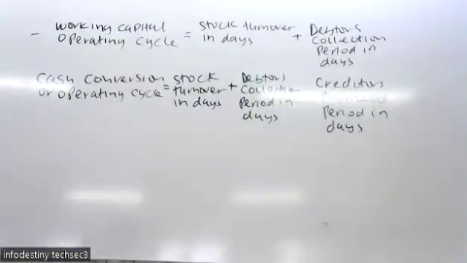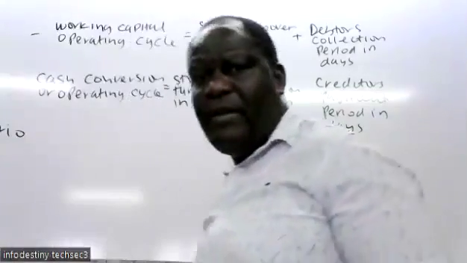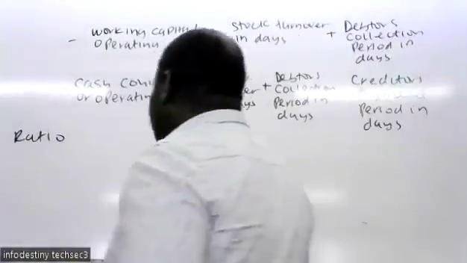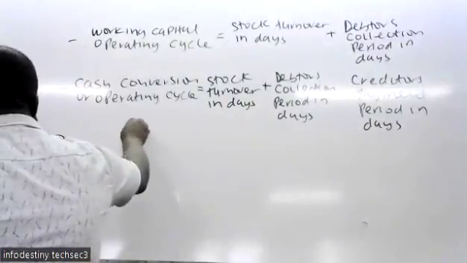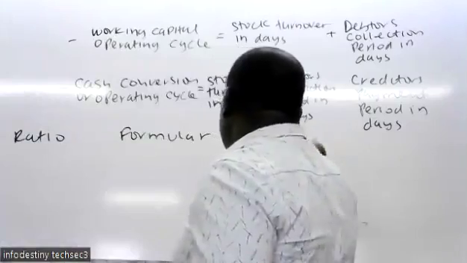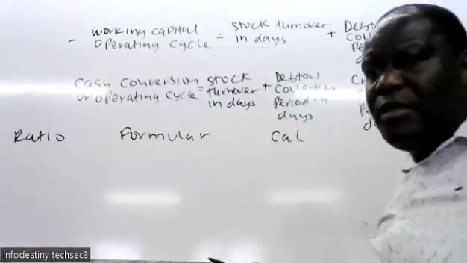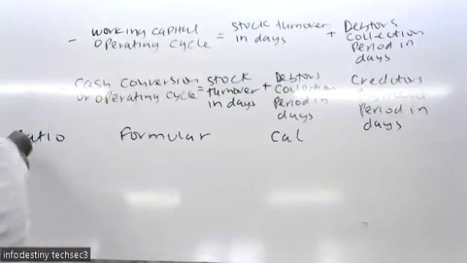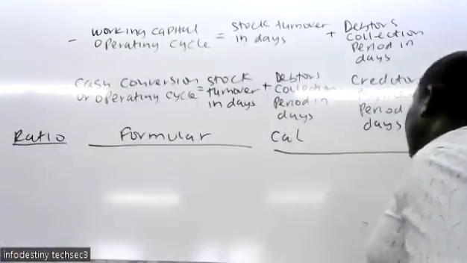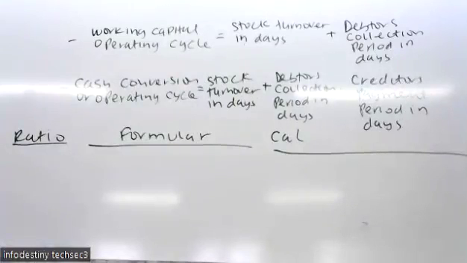So what we do, we shall have it arranged. We shall be having the column for the ratio, then the formula we shall be able to apply, then finally the calculation. So the ratio, we shall use the formula, and then we come up with the calculation for that.